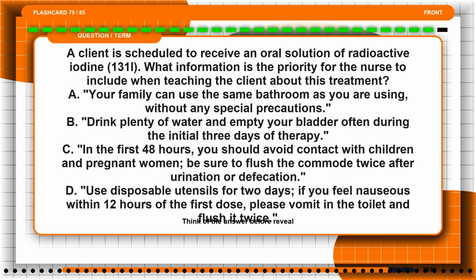Flashcard 79. A client is scheduled to receive an oral solution of radioactive iodine 131I. What information is the priority for the nurse to include when teaching the client about this treatment? A. Your family can use the same bathroom as you are using, without any special precautions. B. Drink plenty of water and empty your bladder often during the initial 3 days of therapy. C. In the first 48 hours, you should avoid contact with children and pregnant women. Be sure to flush the commode twice after urination or defecation.